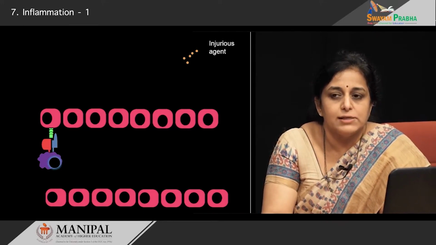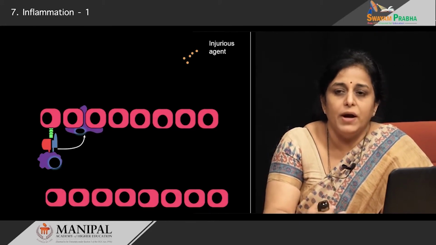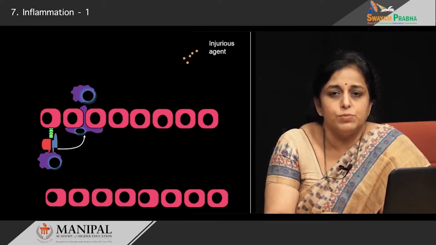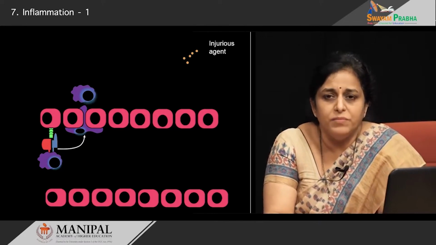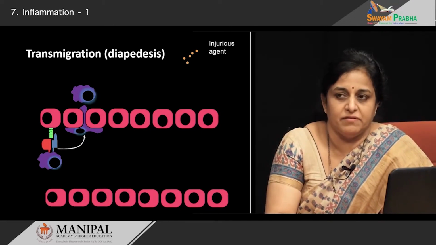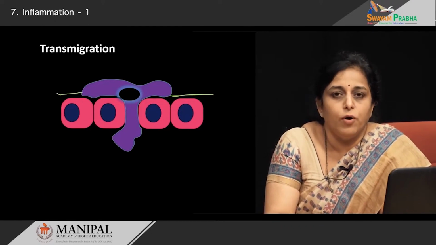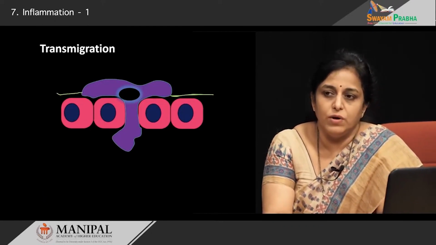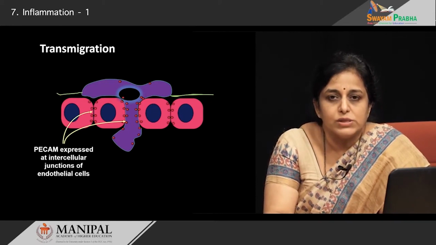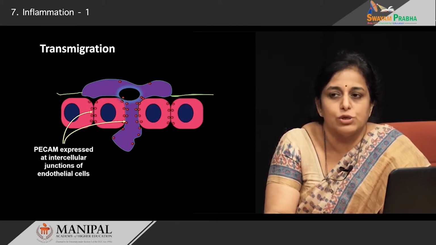Next, these leukocytes slowly move and extend their pseudopods between the endothelial cells to exit the circulation. They leave the endothelial cells and arrive in the tissue. This process of movement of leukocytes from the circulation to the tissue is called transmigration or diapedesis. Now this transmigration or diapedesis is brought about by a set of adhesion molecules which are present on endothelial cells, which is called PECAM or CD31. So the leukocytes are able to squeeze between the endothelial cells by binding to these adhesion molecules on the endothelial cells.